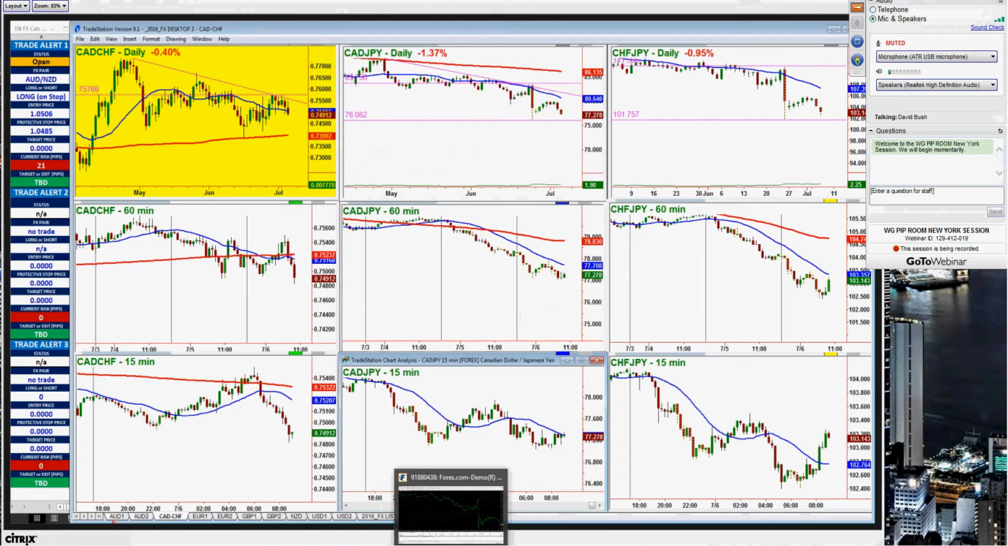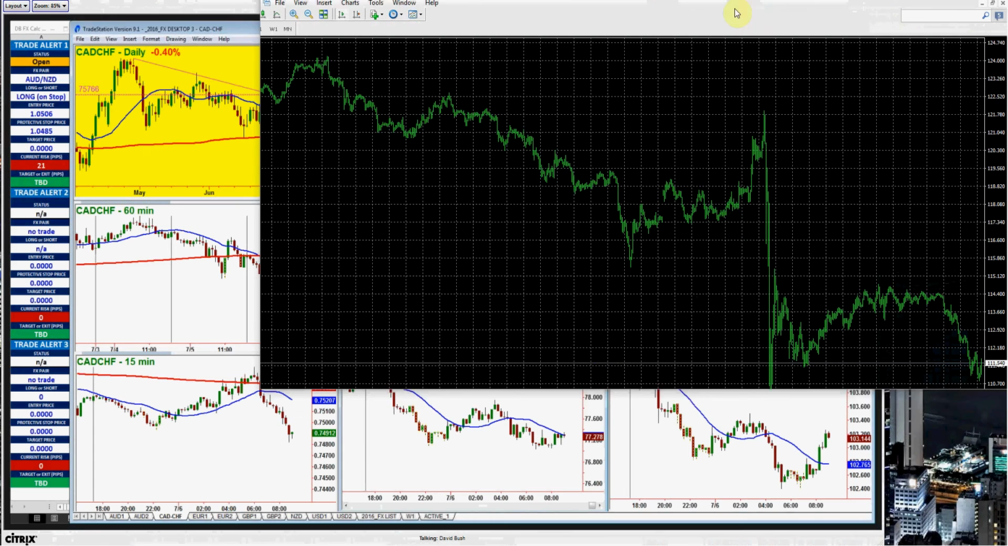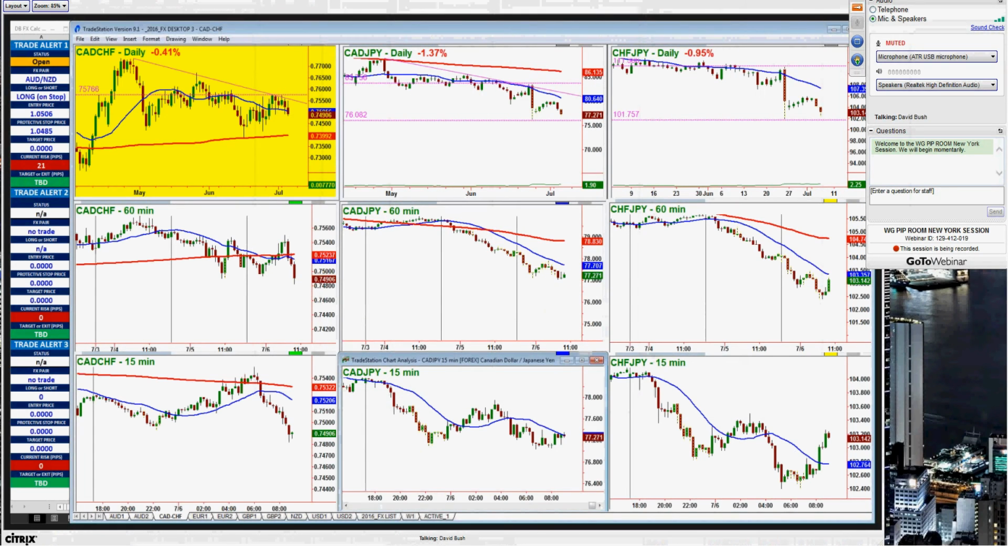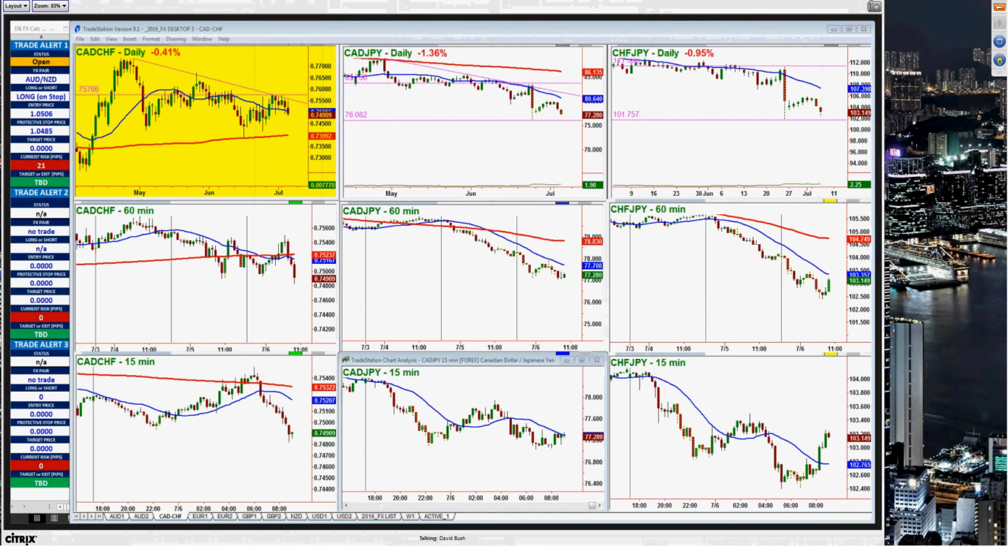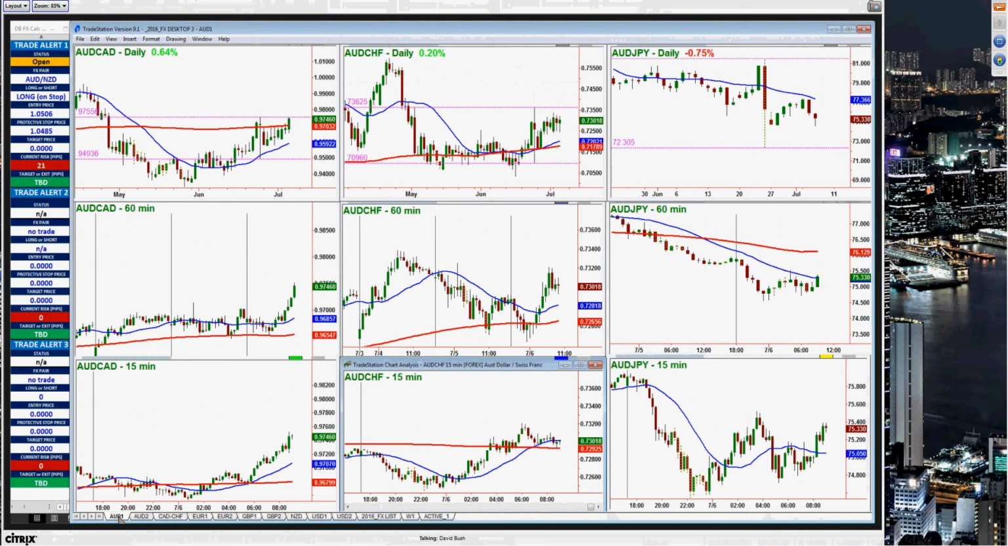At some other ideas that are in focus. So bear with me while I get some additional watch charts on screen. Okay. So we've been looking at the Aussie dollar, particularly with respect to the Kiwi, AUD NZD. That's the open trade.